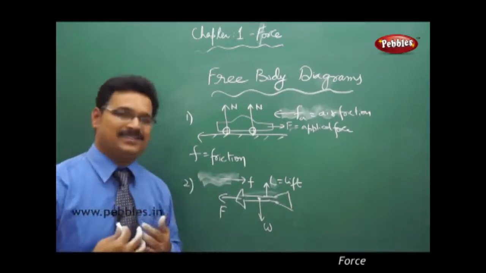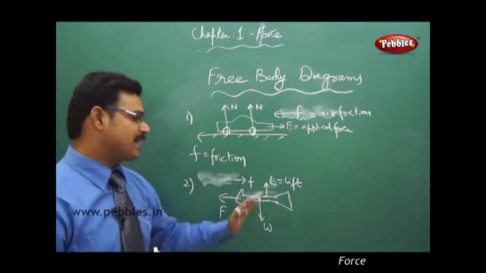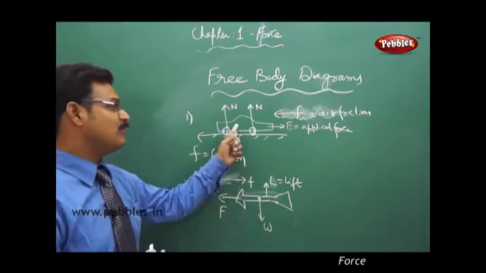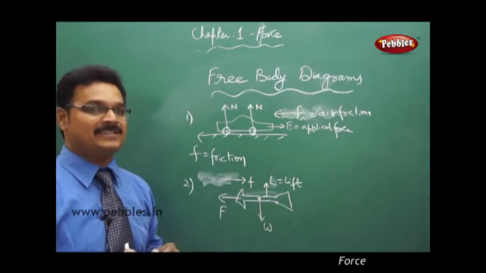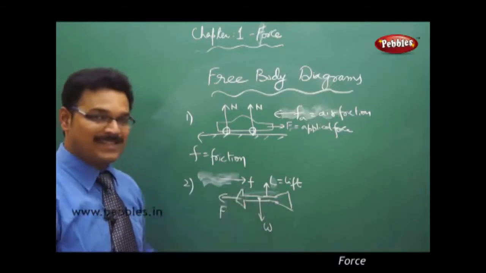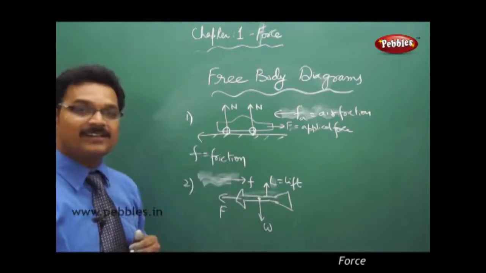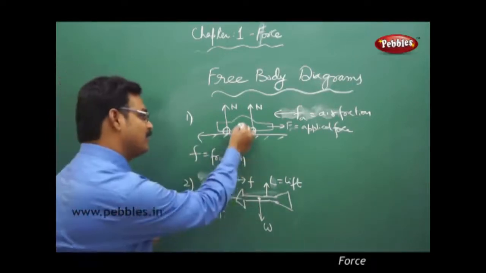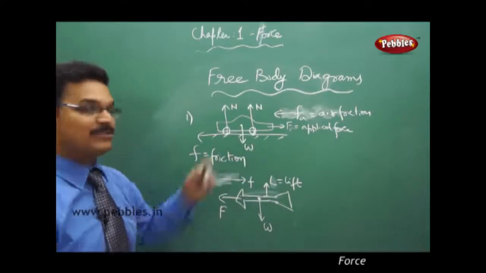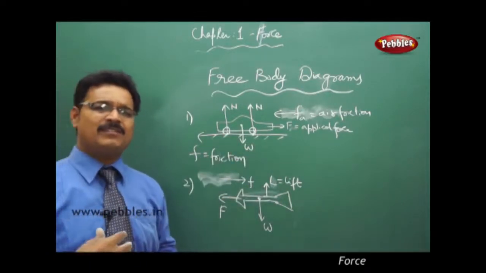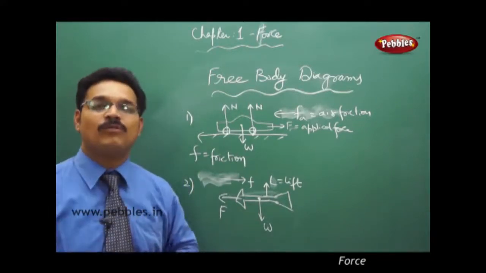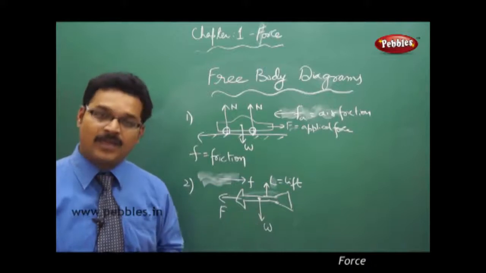So in that we have to imagine how many types of forces are acting on it. Come back to the previous example. Here one force we have missed. Can you guess? By observing these forces, can you guess which force we have forgotten here? Yes, you are correct. The weight of the car. Weight of the car acting downwards. So take any diagram and try to draw all the forces that you know, and that will become a free body diagram.